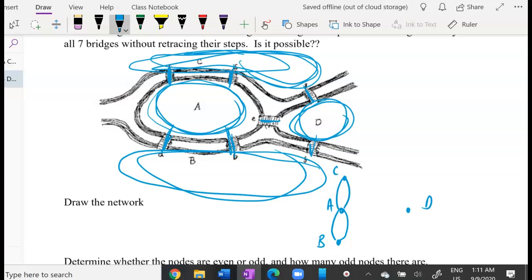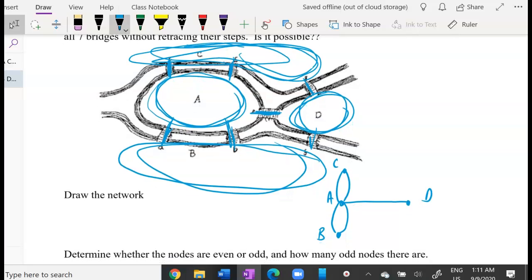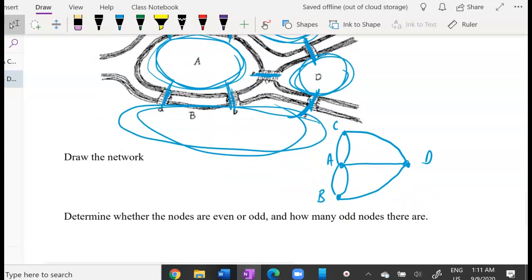1, 2. Let's see, that takes care of 4 of our bridges. There's one bridge that connects A to D, so let's draw that one. And then there's a bridge here that connects B to D, so let's draw that one. And then there's one more bridge here that connects C to D, so let's draw that one. So there's the network. Now all we have to do is figure out whether this network is traversable.